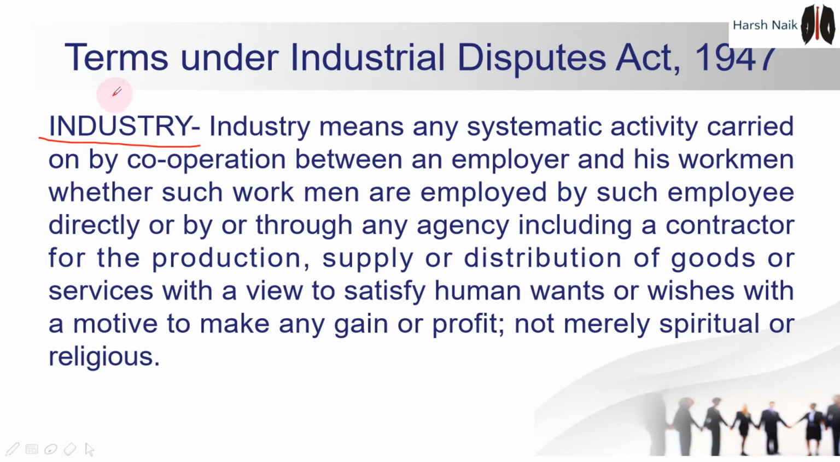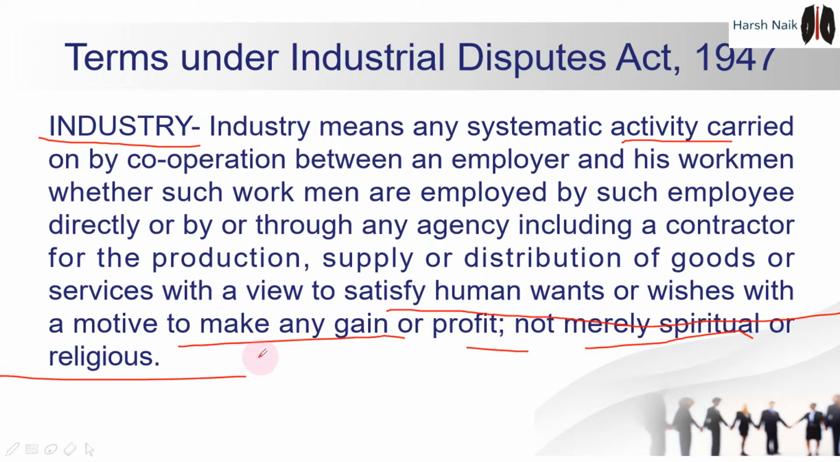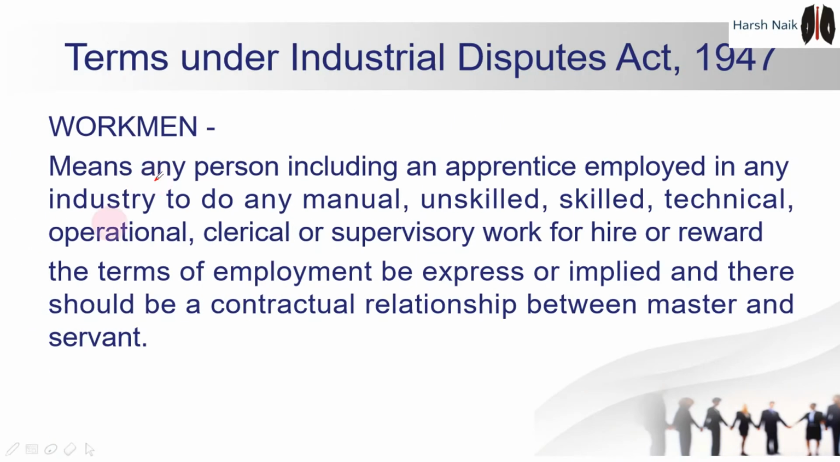Or if you want to give it in more technical terms, then it means any systematic activity carried out by cooperation between employer and his workmen, whether such workmen are employed by such employer directly or by or through any agency, including a contractor, for the production, supply or distribution of goods or services with a view to satisfy human wants or wishes with a motive to make any gain or profit, not merely spiritual or religious. That is one kind of technical definition of industry, right? Then workmen means employees, right? The persons who are working in an industry to get money by doing their work or their job are called workmen.